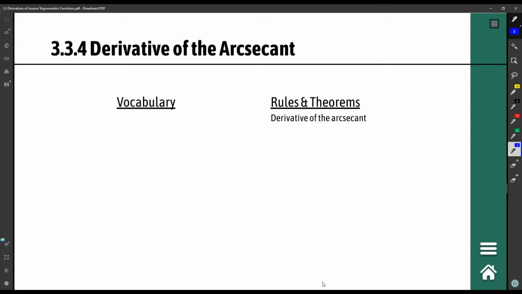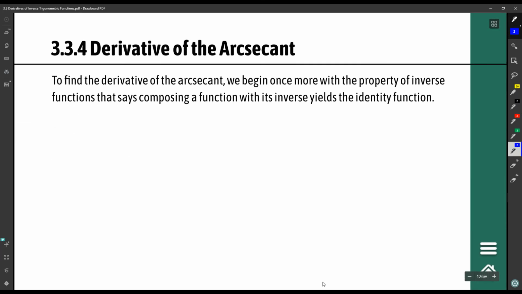Next, we're going to take a look at the derivative of the arcsecant function. So we have no new vocabulary here and just the rule for the derivative of the arcsecant, also known as the inverse secant function. So we're going to begin this the same way we began the derivatives of the arcsine and the arctangent. We're going to start with the property of inverse functions.